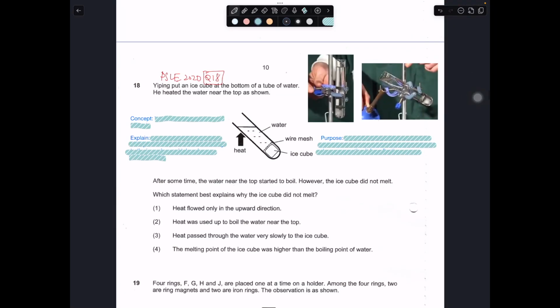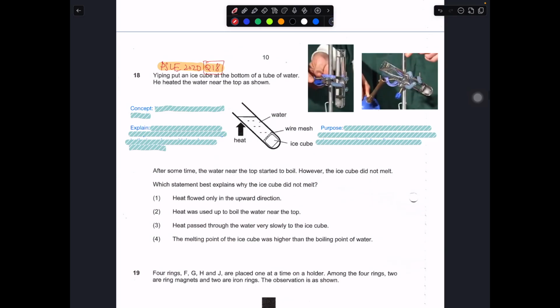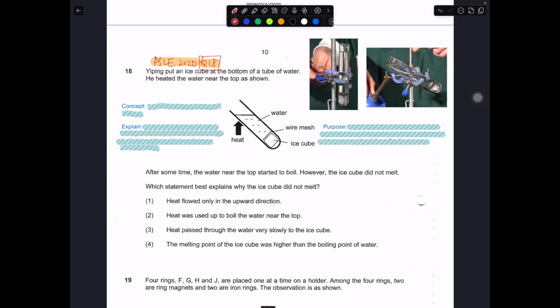So today I'll be going through PSLE 2020 question number 18. Yipeng put an ice cube at the bottom of the tube of water. He heated the water near the top. So the heat source is being applied at the top only. He slanted the test tube at the side. After some time, the water at the top started to boil. However, the ice cube did not melt. So which statement best explains why the ice cube did not melt at all?